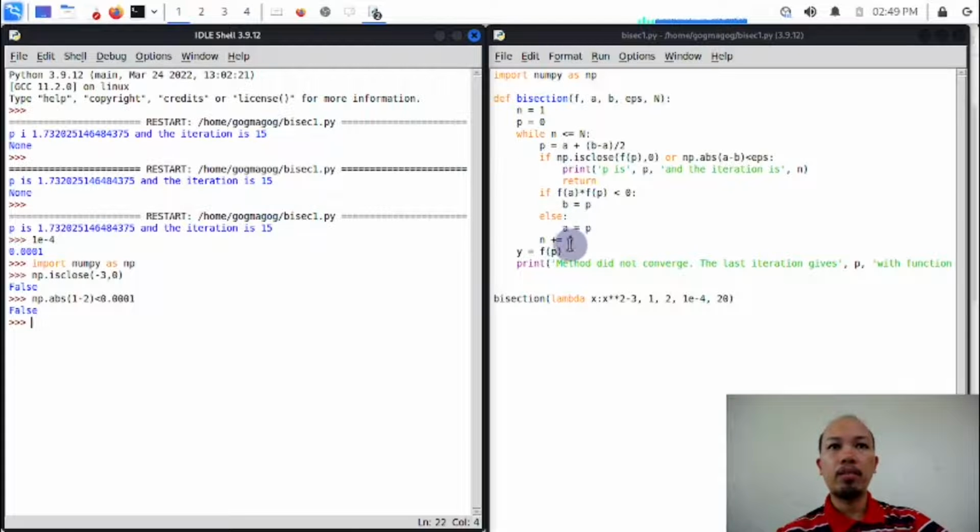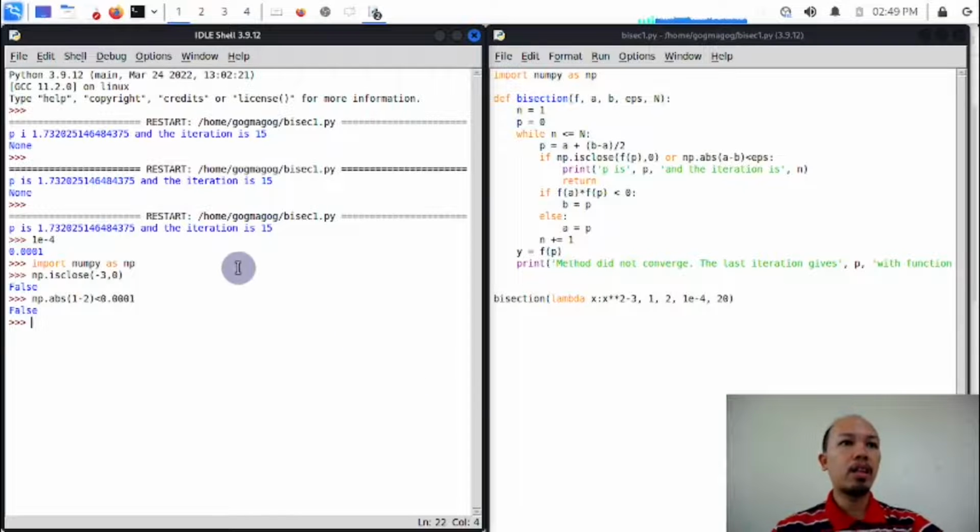And after that, it will go to the while loop, n is equal to 2, second iteration. Our a is the same, which is 1, but our b is the new p that we computed, so this is 1.5. So plug in again, this is false, so it will not satisfy, and then it will move to this statement, and it will go again after n equals 20 iteration.